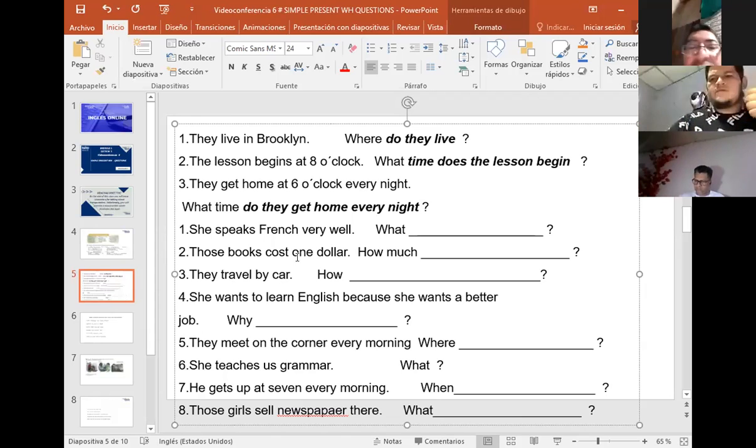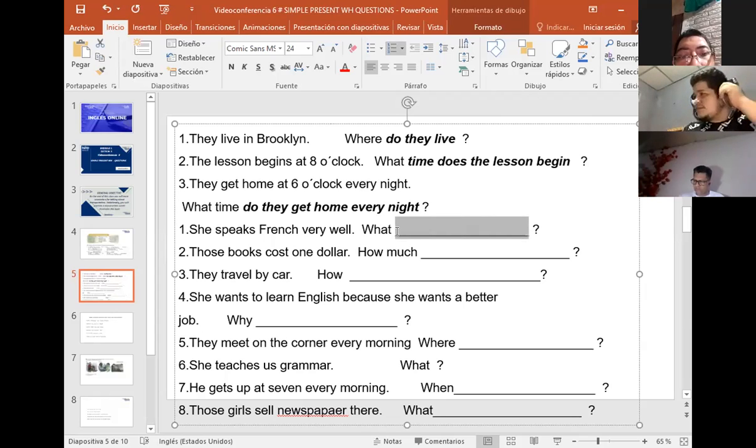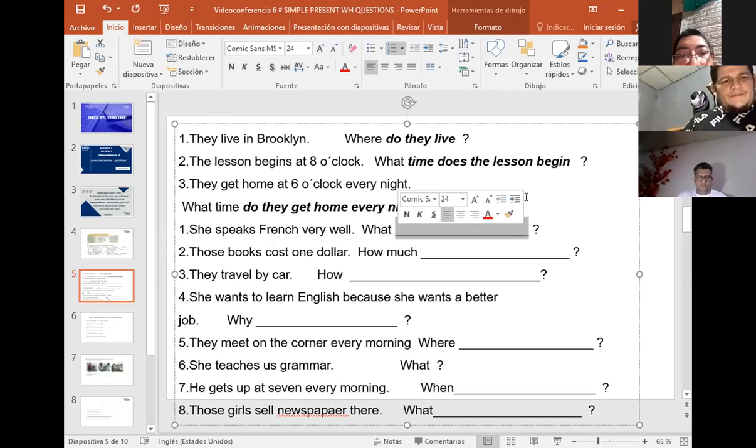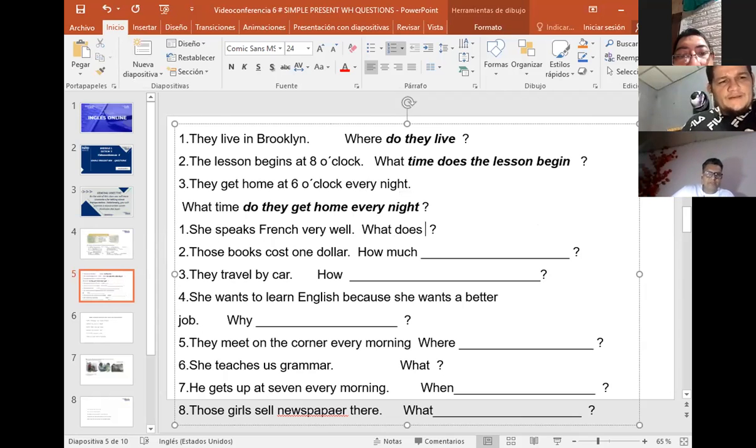Siguiente. She speaks French very well. ¿Cómo sería la pregunta? Si la respuesta es que ella habla francés muy bien. What does she speak? She speaks French. Y que habla, en ese caso, que habla ella. Entonces la respuesta es que ella habla francés y muy bien. So what does she speak? Que habla ella. She speaks French very well.